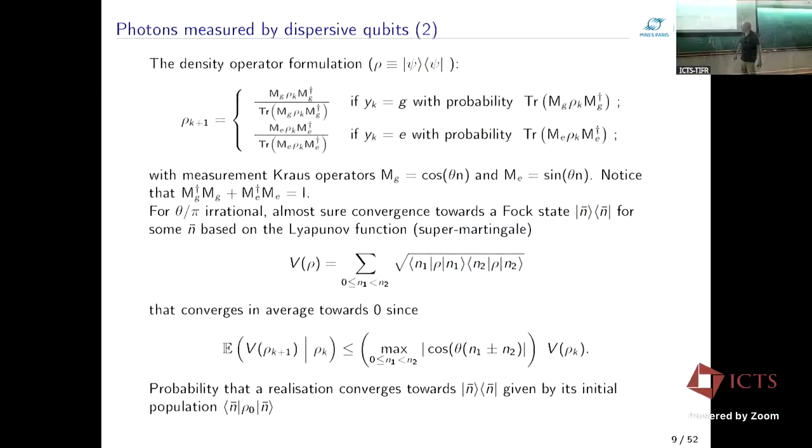Since when you iterate, this means that the expectation value of V at a certain time, knowing rho 0, is less than the product of this number times V at 0. And you know that you converge exponentially to 0. So it is robust. If you perturb it, you still have this exponential convergence. Okay? In this case.